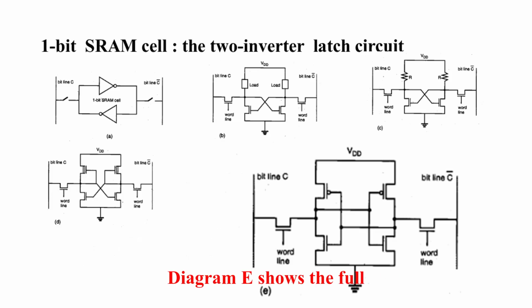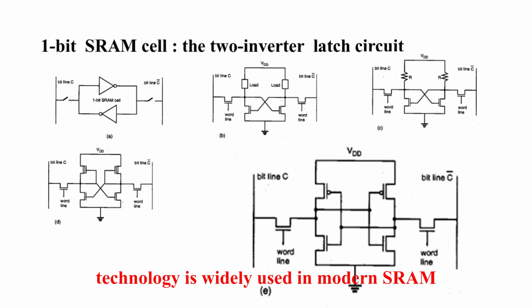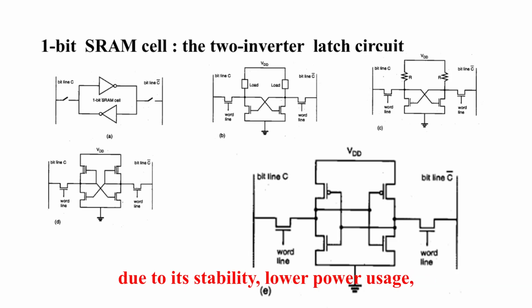Diagram E shows the full CMOS-based SRAM cell. Finally, we have the full CMOS-based SRAM cell, which uses both PMOS-based and NMOS-based transistors. This is the most common and efficient design, combining high speed and low power consumption. CMOS-based technology is widely used in modern SRAM due to its stability, lower power usage, and scalability for high-density memory applications.